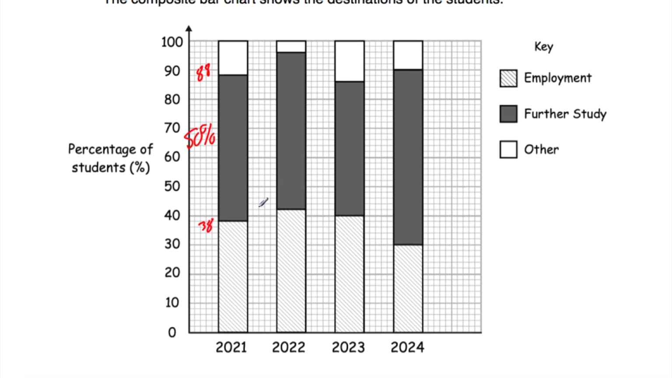So here we've got 42% there, and we've got 96% there. So if we take those away, 96% take away 42% is equal to 54%. So 54% of the school leavers in 2022 went into further study. So we want to work out 54%.